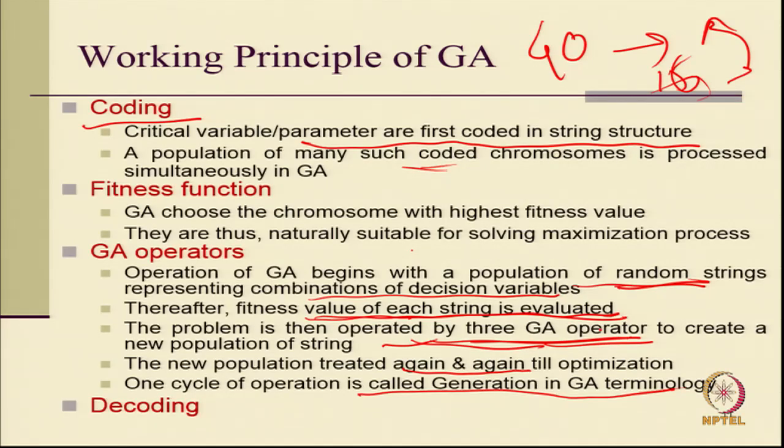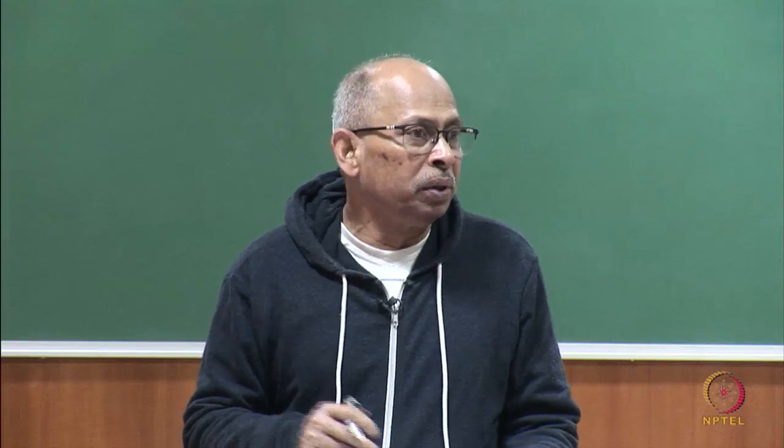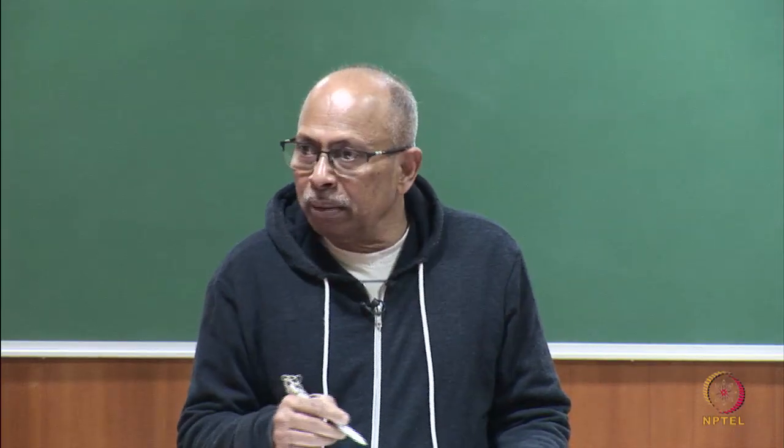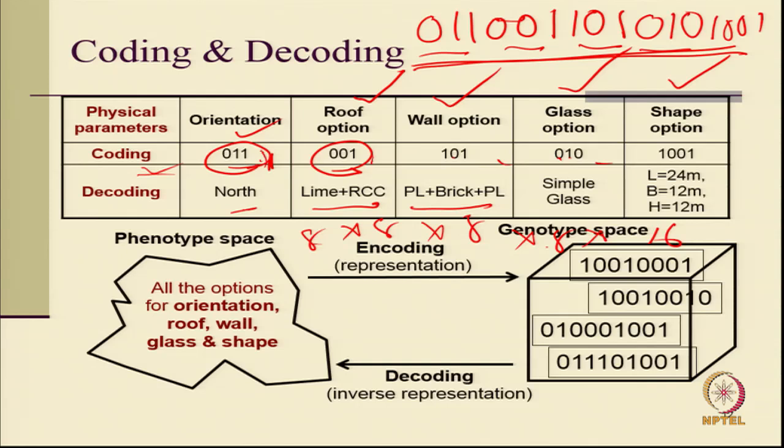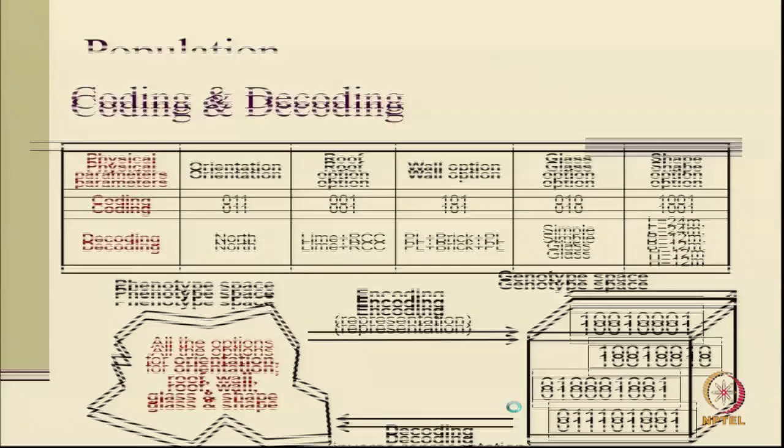and once you find the best, you can decode it to find out what your solution was, because of the coding sequence, so you can come back, right. So this is how it is. For example, if the orientation is 0 1 1, this is then decoded, because I already know what these are, simple glass and so on. So the shape option was L, 24 or 12, etc. So first is encoding: all options, orientation, roof, wall, those are encoded. So you make them into a sort of string, right, and then decoding is the last step. So how do we go about it?